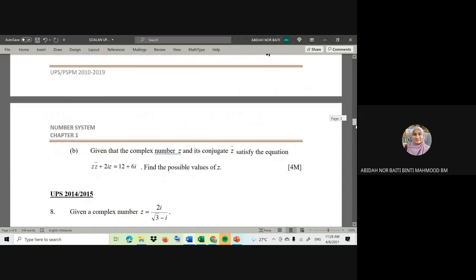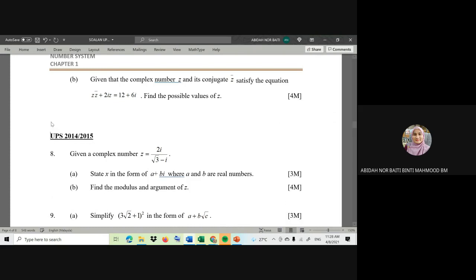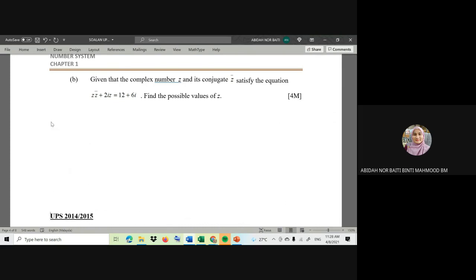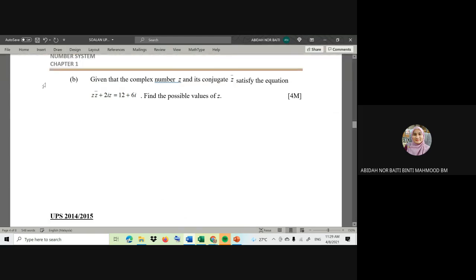Okay, now, alright. Question B, kalau saya laju bagi tahu ya. Soalan boleh tanya je. Okay, given the product number Z and its conjugate, find the possible values of Z. Yang ni dapat buat tak question ni? Tak. Tak boleh Madam. Okay, so dia kata dia minta find the possible values of Z.